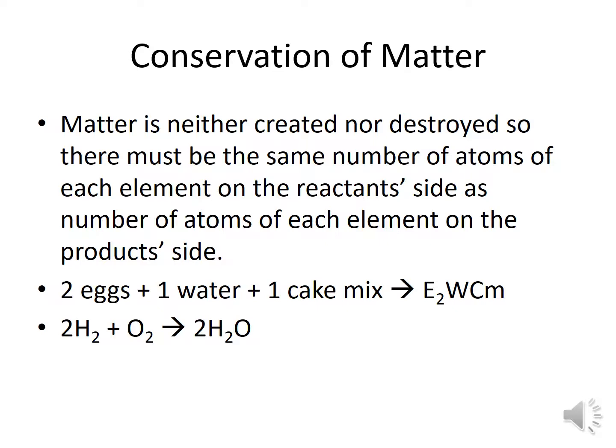If you take 2H2 plus O2 yields 2H2O, on the left side I see 4 hydrogen atoms and 2 oxygen atoms. On the right side I see 2 waters. Water contains 2 hydrogens and 1 oxygen, so when you double that, that's 4 hydrogens and 2 oxygens. So it's indicating the law of conservation of matter.